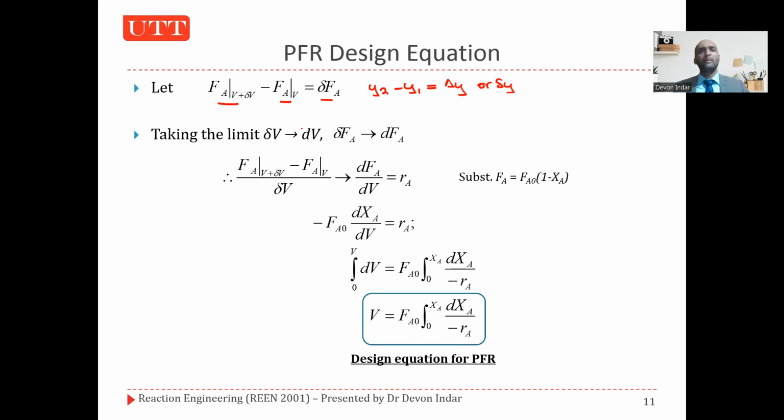Now, if we take the limit that our small differential element becomes infinitely small, then our small change in the flow rate of component A also becomes infinitely small. And in that case, our equation becomes a differential equation. We can make our substitution for FA to make it a function of XA, which is what we want, and we can separate and integrate. We can integrate the left-hand side fairly easily because we're just integrating the number 1 dV between V and 0, so that just gives us V. On the right-hand side, you'll notice that I haven't done the integral yet. That's because to be able to solve this, we need minus RA as a function of XA, so we can integrate with respect to XA and have it all in terms of XA.